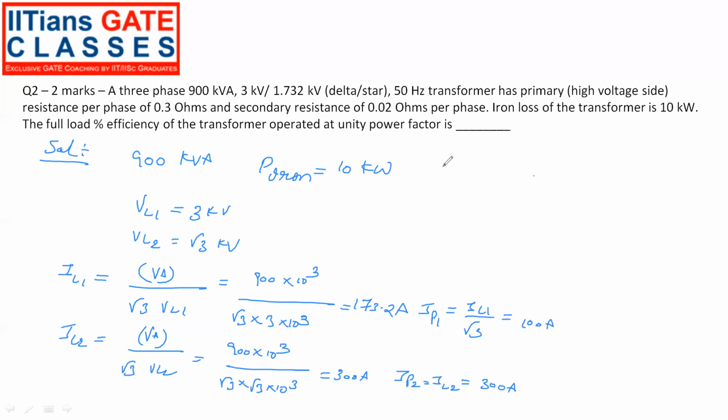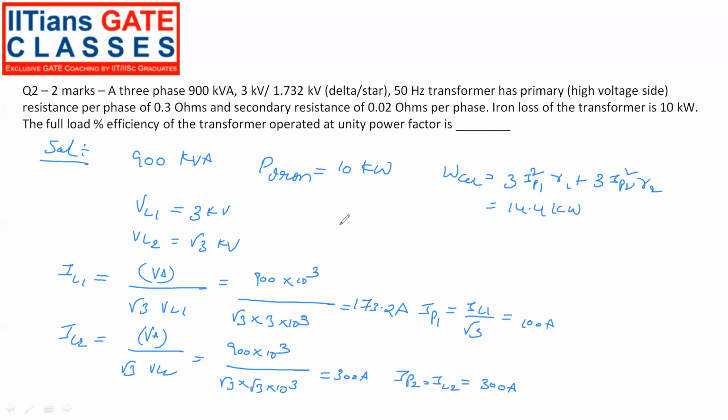Now the copper loss, say WCU, can be given as 3 times, since it is a 3-phase transformer, primary phase current square into R1 plus 3 times secondary phase current square into R2. So if we substitute the values of I phase 1, I phase 2, R1 and R2, we'll be getting around 14.4 kilowatts.